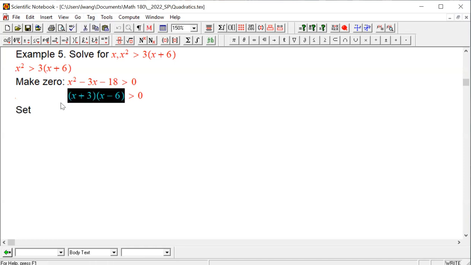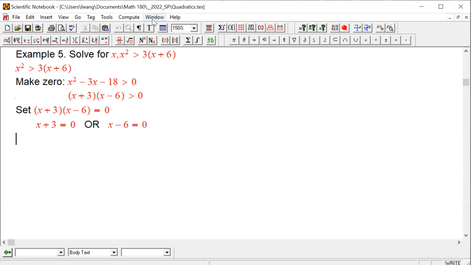this piece equal to 0 to identify the points where the sign change takes place, right? So we have x plus 3 equals 0. So which principle are we using here? We're actually using principle number 5, right? So we have x minus 6 is equal to 0. And then we get x equals -3 or x equals 6. There you go.